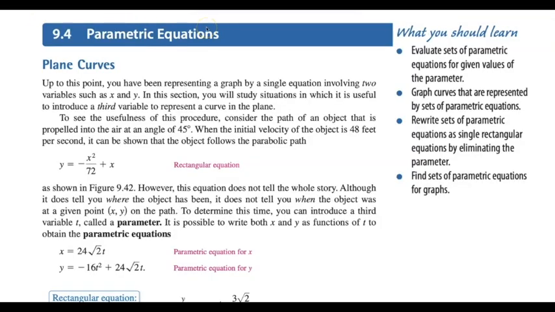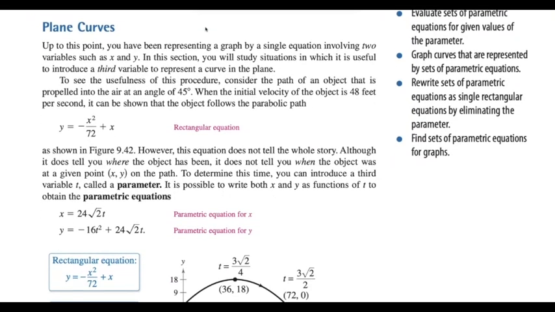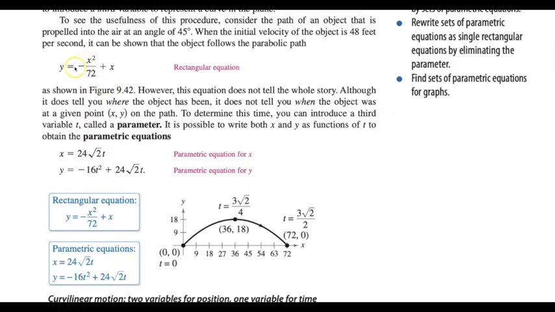9.4 Parametric Equations. In this lesson, we're going to talk about what parametric equations are and how to use them. When you have a rectangular equation, it gives you the graph. That's all it does. You go y equals negative x squared over 72 plus x. It gives you a graph that looks like this.